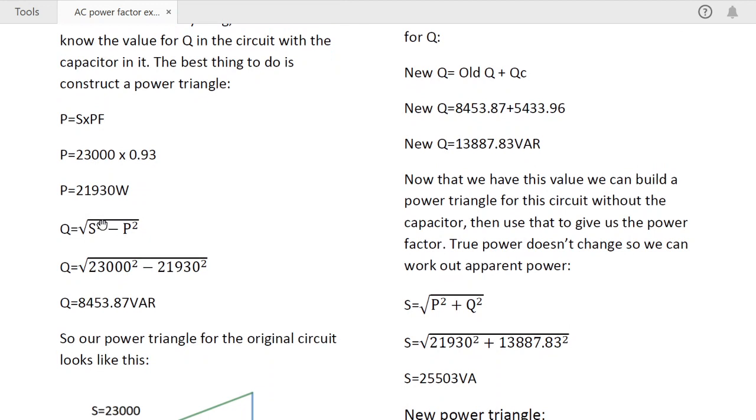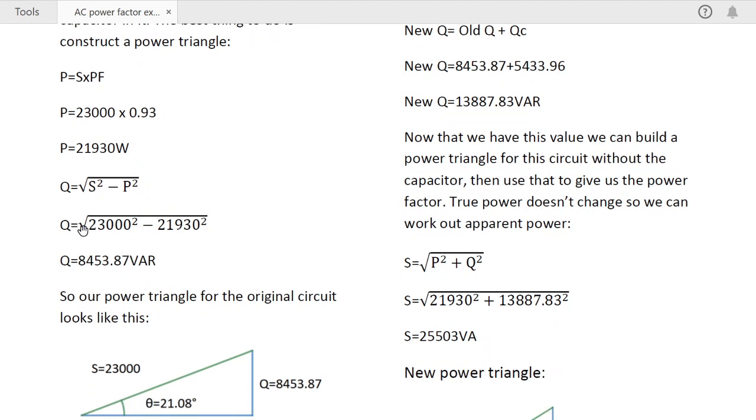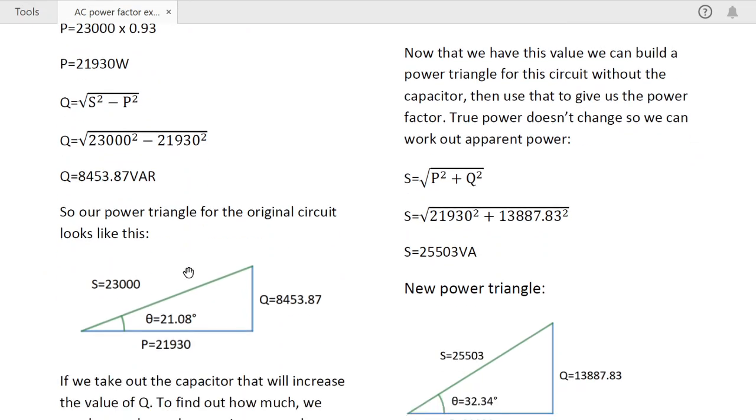you should be getting familiar with this formula by now because we'll use it in nearly every question. Q equals the square root of S squared minus P squared. Q then equals 23,000 squared minus 21,930 squared, and the square root of that result, which gives us a Q of 8,453.87 VAR. So the power triangle for the original circuit looks like this.